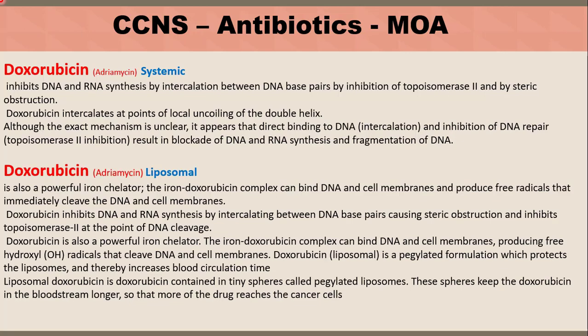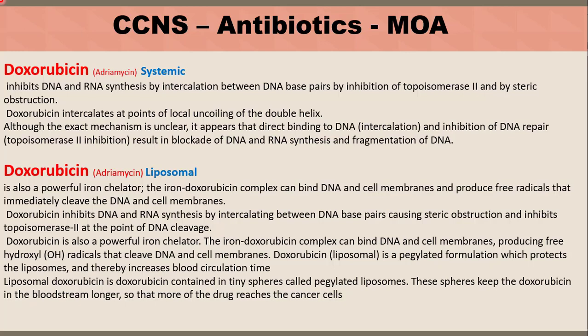Doxorubicin is also a powerful iron chelator. The iron doxorubicin complex can bind DNA and cell membranes and produce free radicals that immediately cleave the DNA and the cell membranes. Doxorubicin inhibits DNA and RNA synthesis by intercalating between DNA base pairs, causing steric obstruction, and inhibits topoisomerase 2 at the point of the DNA cleavage. Doxorubicin is a powerful iron chelator, and the iron doxorubicin complex can bind DNA and cell membrane, producing free hydroxyl radicals that cleave DNA and cell membranes.